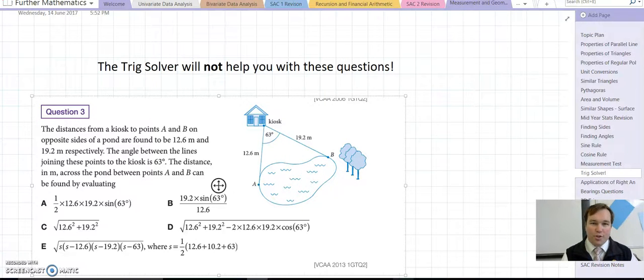Today we're looking at Trig Solver, which is a lot like Financial Solver, which gives us lots of our solutions for finance, but works with triangles and trigonometry. Now, it's very important to note at the start that this Trig Solver does not do everything.